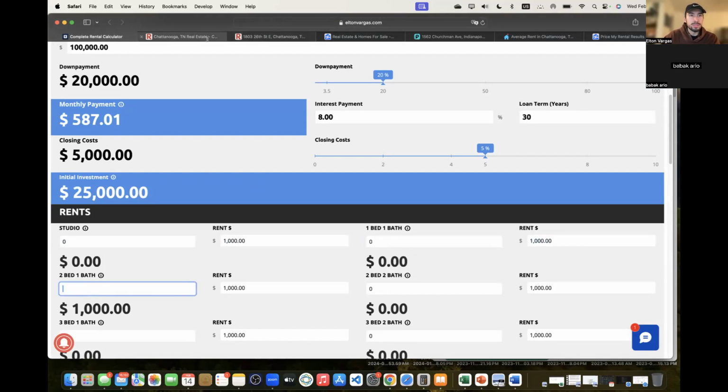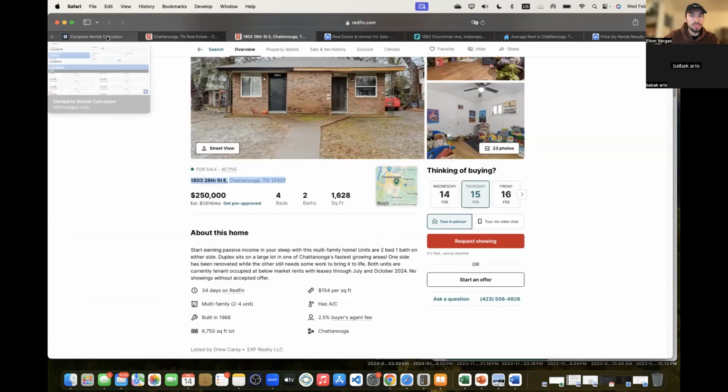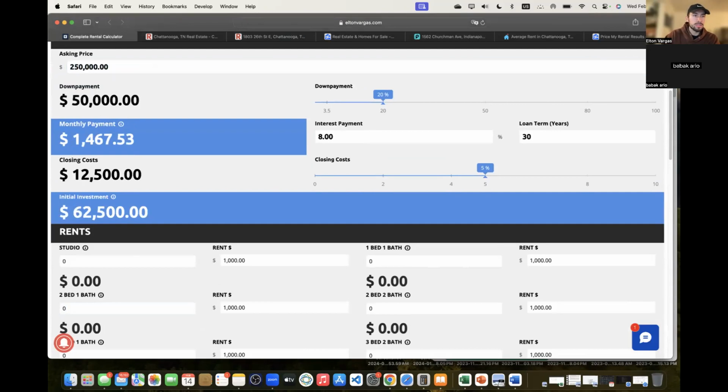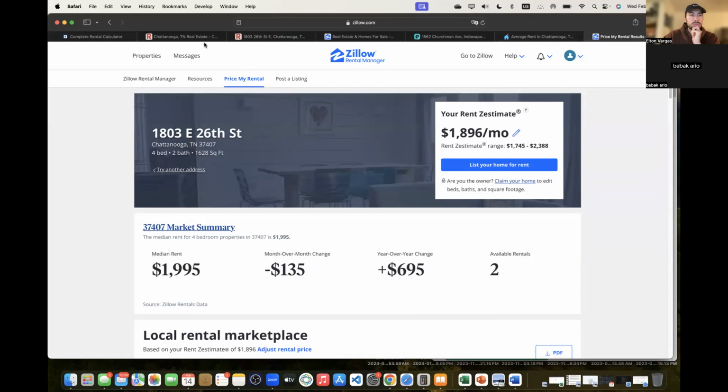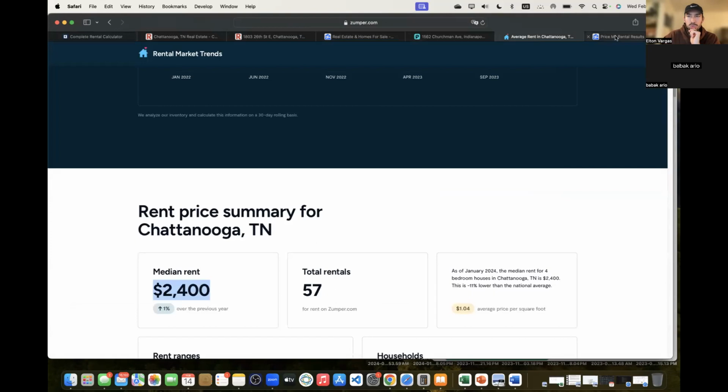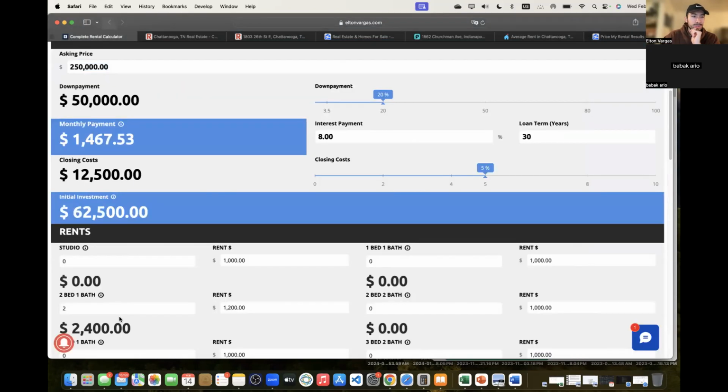So what's the asking price? Asking price is 250 on the property. So 250 asking price. There's 2 bedrooms. I'm gonna go with what was it? 1,200 on the rental. And then some percent 24. I'm gonna go with 1,100. I'm gonna play it safe. I'm gonna say 1,100 if it's being under rented.